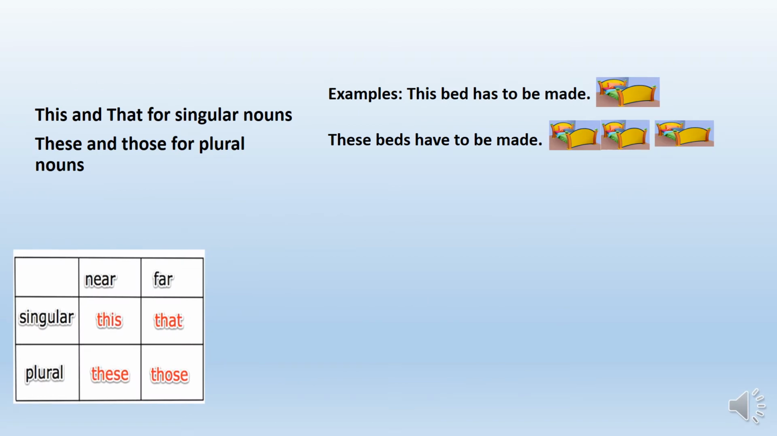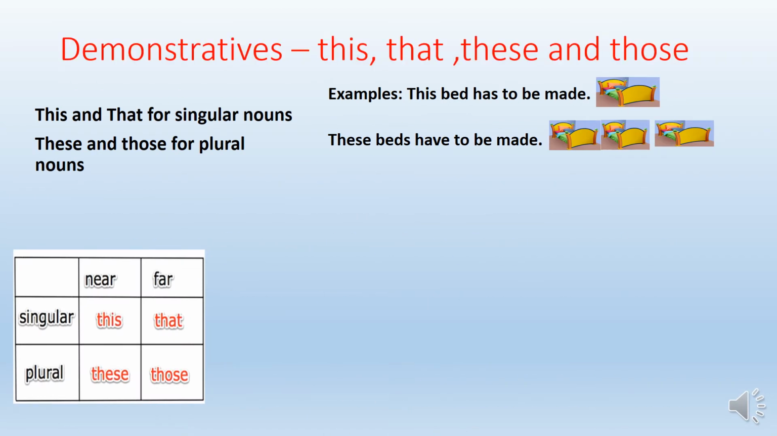So students, last time we have seen articles in much detail in the previous video. Now let's move on to the next determiner, that is demonstratives. Demonstratives are this, that, these and those. This and that are used for singular nouns and these and those for plural nouns. As you can see in the example, this bed has to be made. These beds have to be made. So this bed is used for one bed and these is used for many beds.